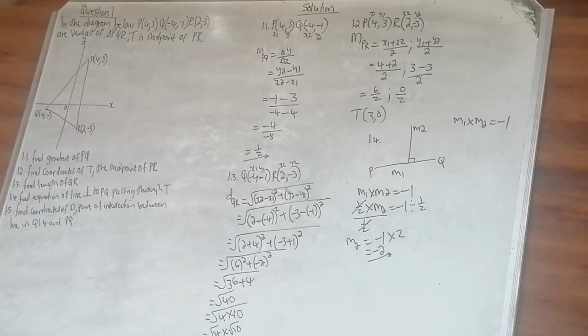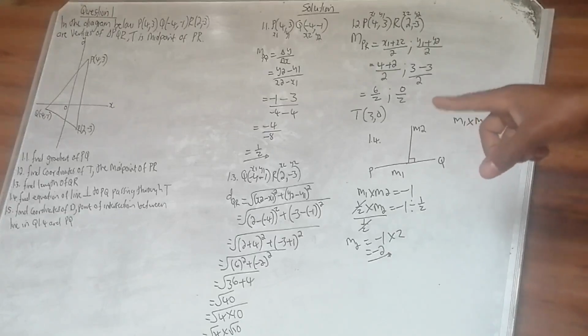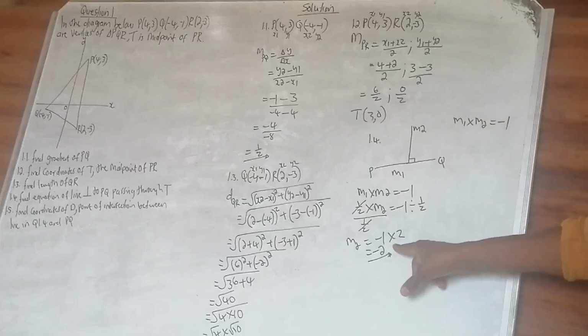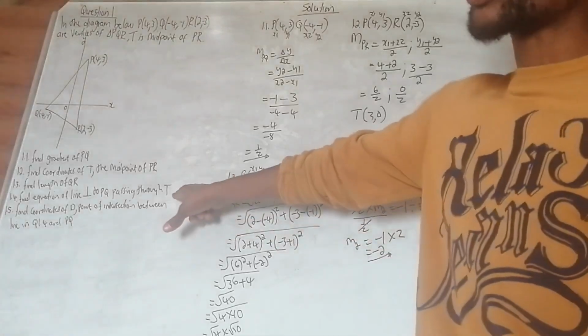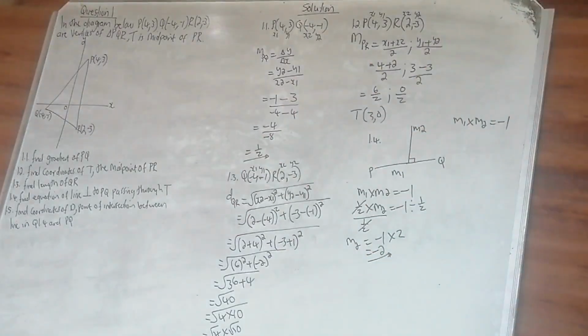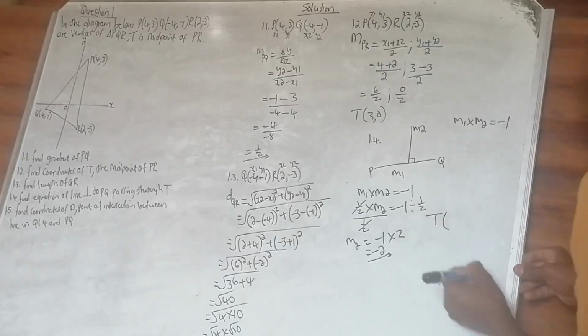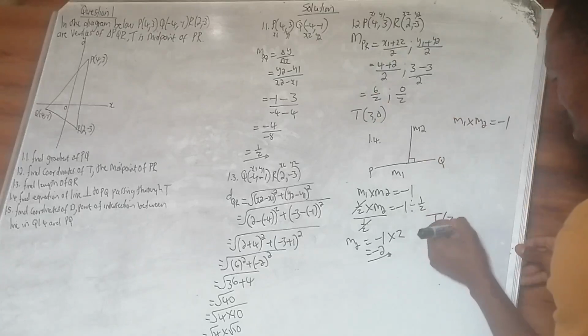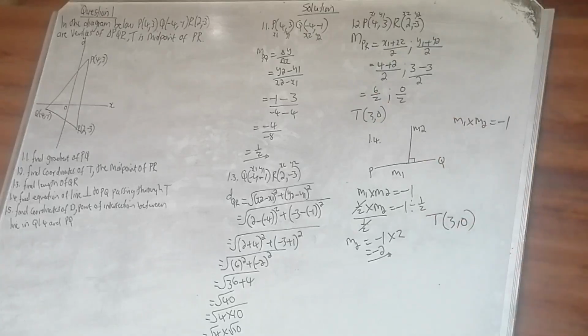The gradient of that line is negative 2. What am I doing here now? I want the equation of a line that is perpendicular to PQ, and I now have its gradient. That line passes through T, so you use the coordinates of T to find the equation of that line. The coordinates of T that we calculated are 3, 0.